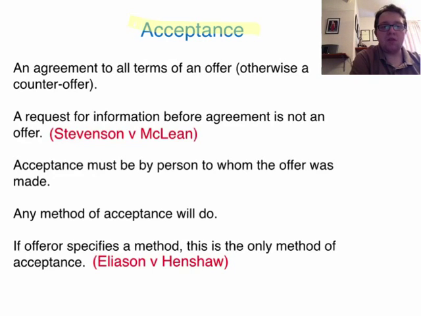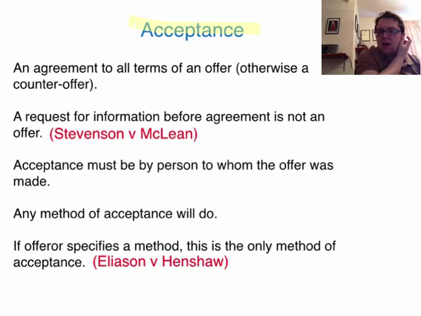Acceptance must be by the person to whom the offer was made, so this really is common sense. If an offer is made, for example, but it's in earshot of somebody else, then obviously they can't jump in and say, I accept. So it's got to be whoever it's directed to. Usually any method of acceptance will do, although it can again be specified by the offeror that only one method or whatever may be done. And the key case here is Eliasson and Henshaw.